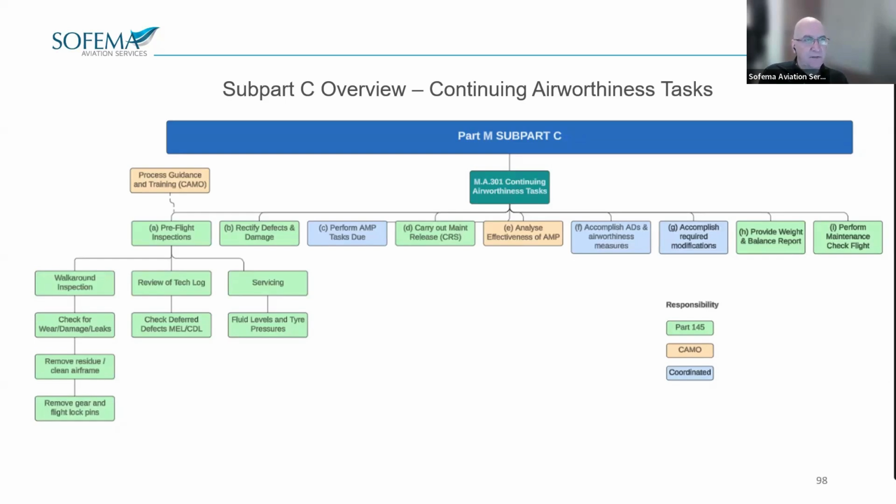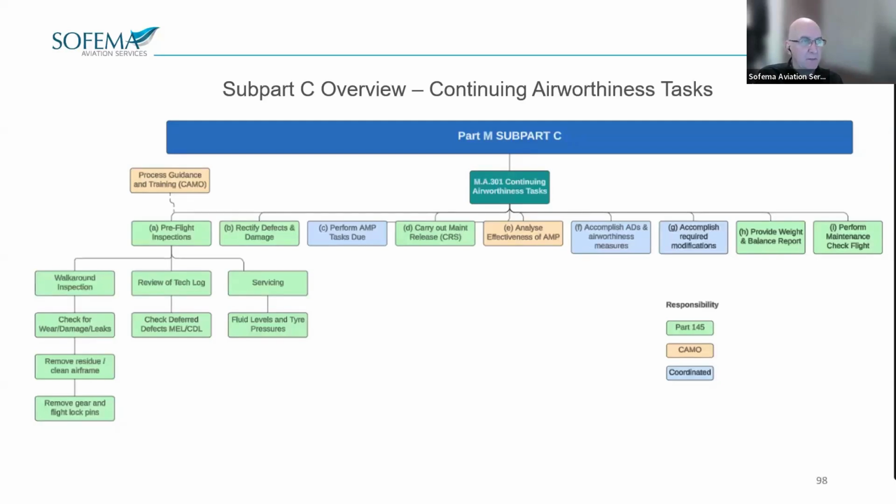including measuring the effectiveness of the AMP through the reliability program, analysing and scheduling airworthiness directives for incorporation, accomplishing any required modifications, either mandatory or optional, weight and balance data, and performing maintenance check flights. So all of these activities come under Part M, Subpart C.